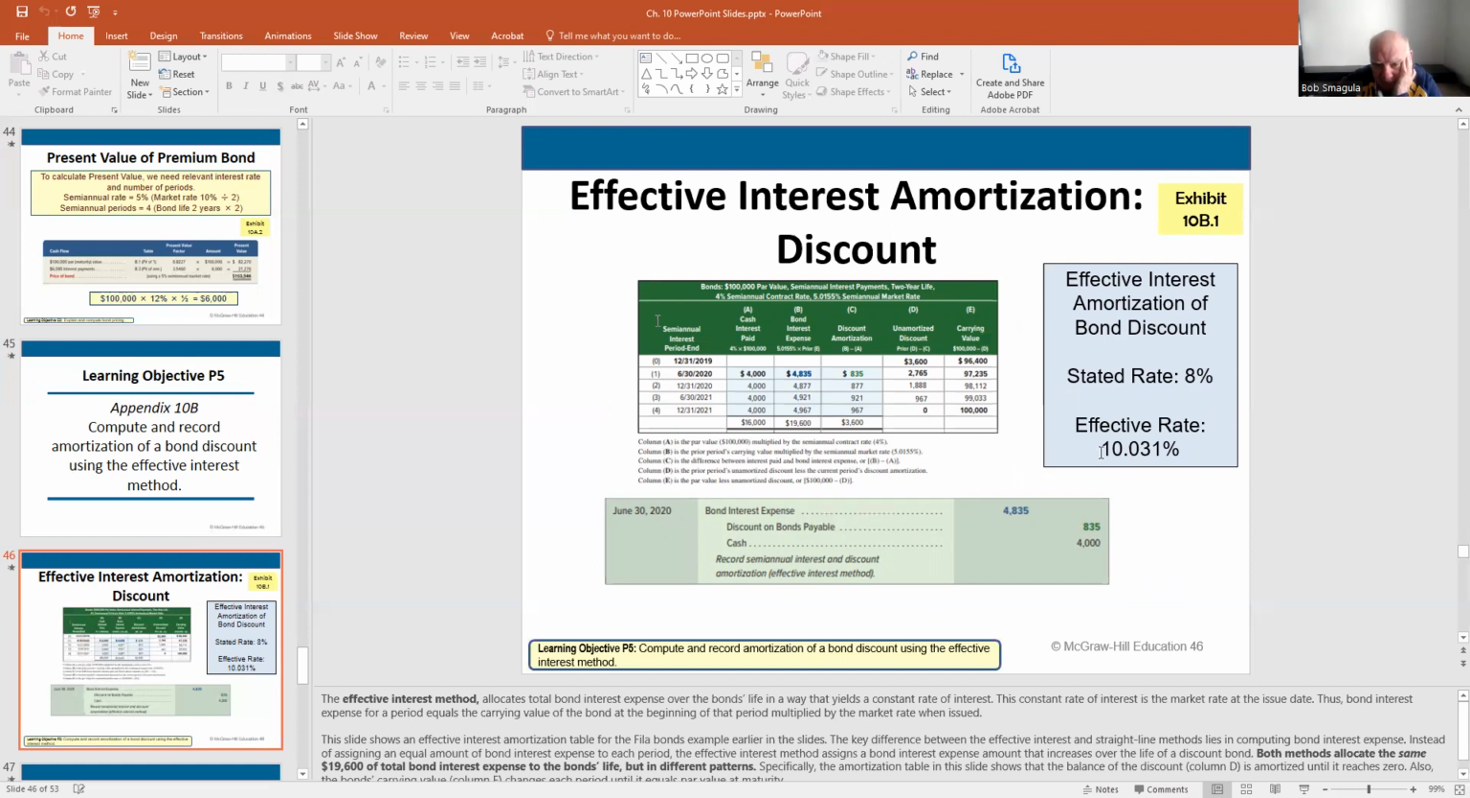But let's have a little fun with this before we get done. Effective interest amortization discount, huh? Let's see here. We started off with carrying value of 96,400, okay?